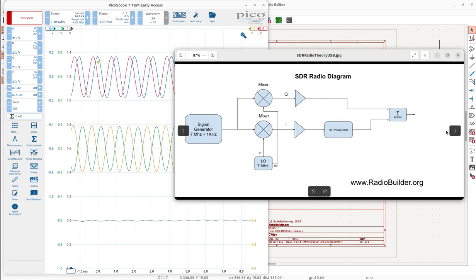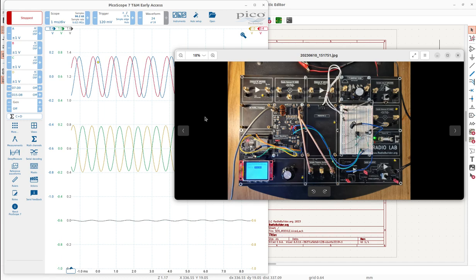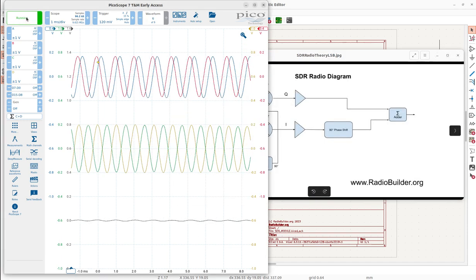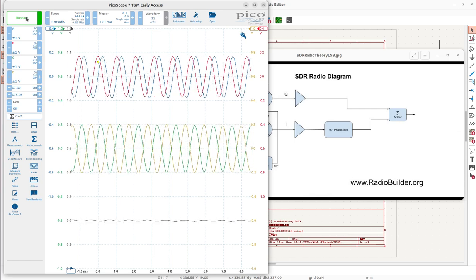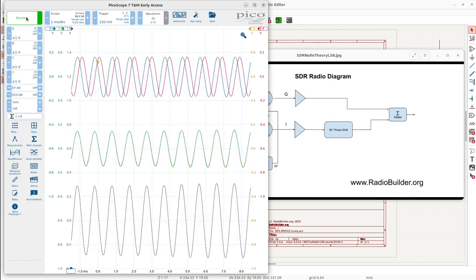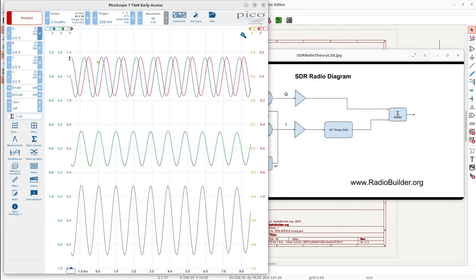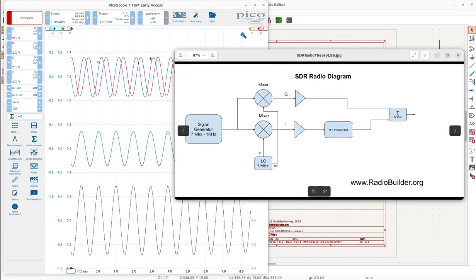So then I'm going to just switch this over to the lower sideband, and what you should notice is that the I and the Q phase changes. So now the blue is the Q, the red is the I. So now the Q is leading the I.